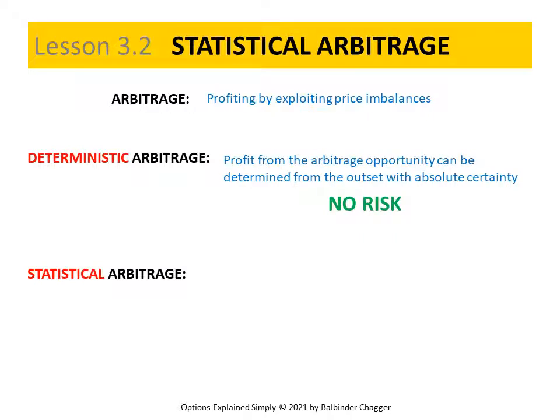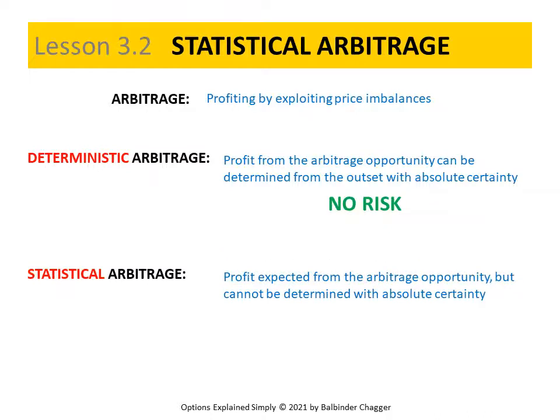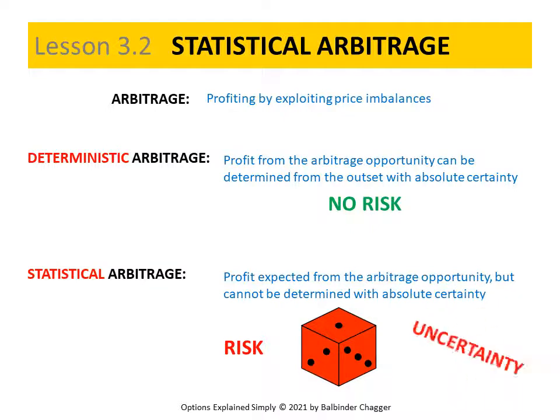An arbitrage opportunity is statistical if the profit from it cannot be determined from the outset with absolute certainty, meaning there is risk involved. This means we expect theoretically to make a particular amount of profit, but in practice we're uncertain to realize our expectation because there's risk inherent in the situation. Let's understand this with an example.